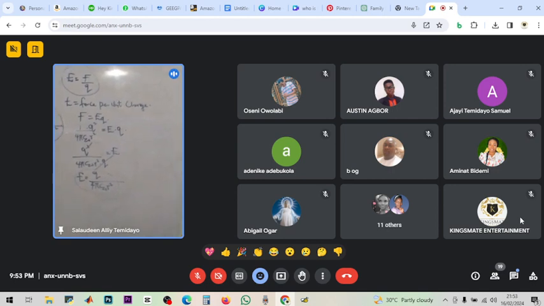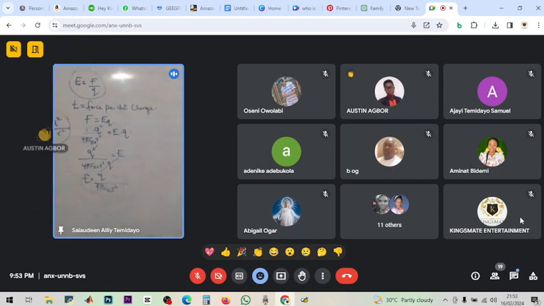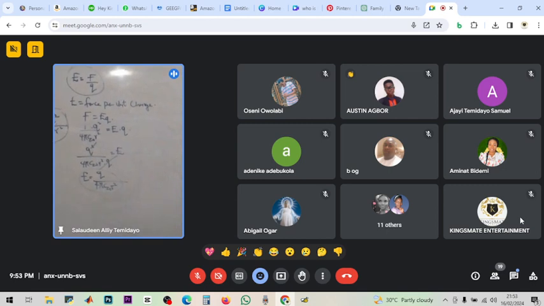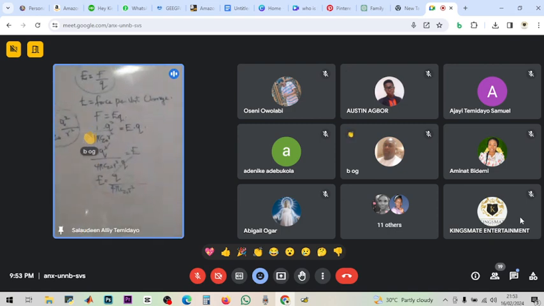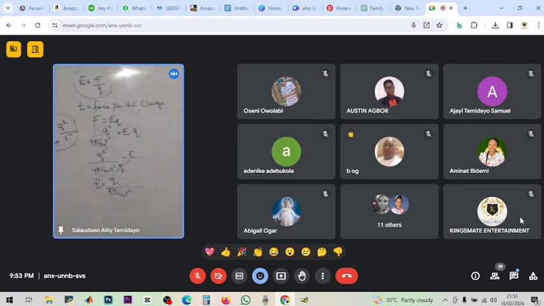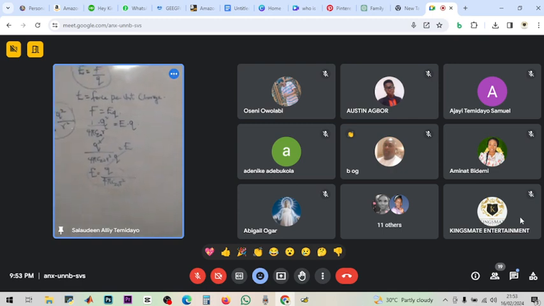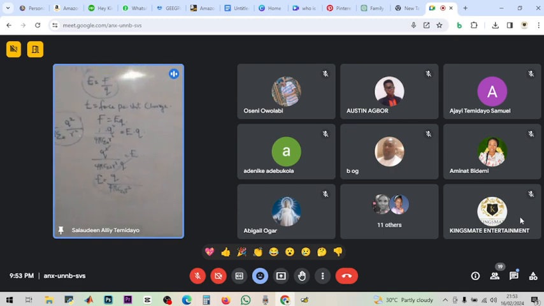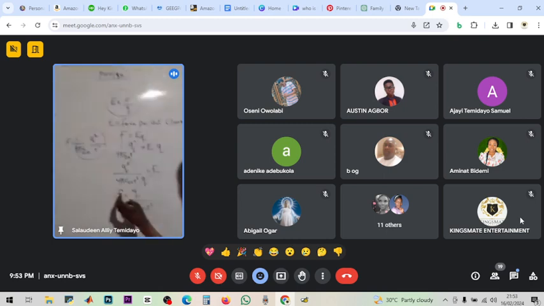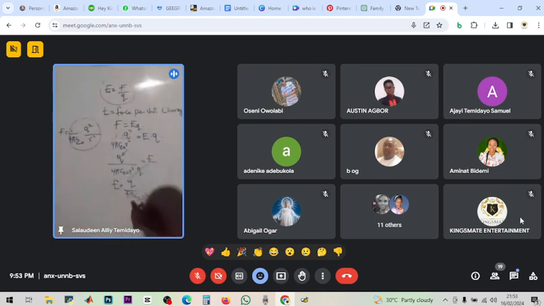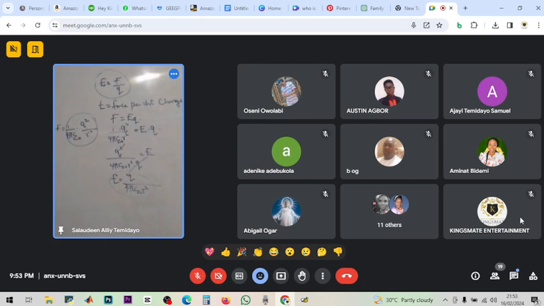You may think it's not useful, but it has been derived. I don't think it is useful to some people, so you just know the formula very well. E equals Q over 4 pi epsilon naught R squared. Forget about the derivation. This is the formula.